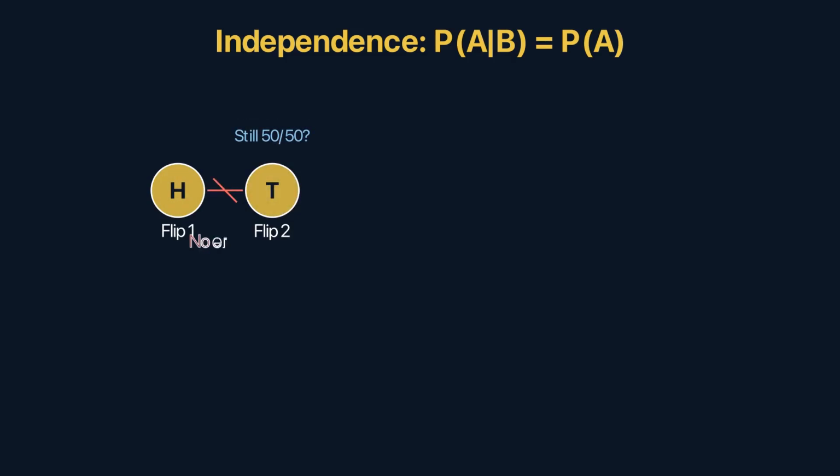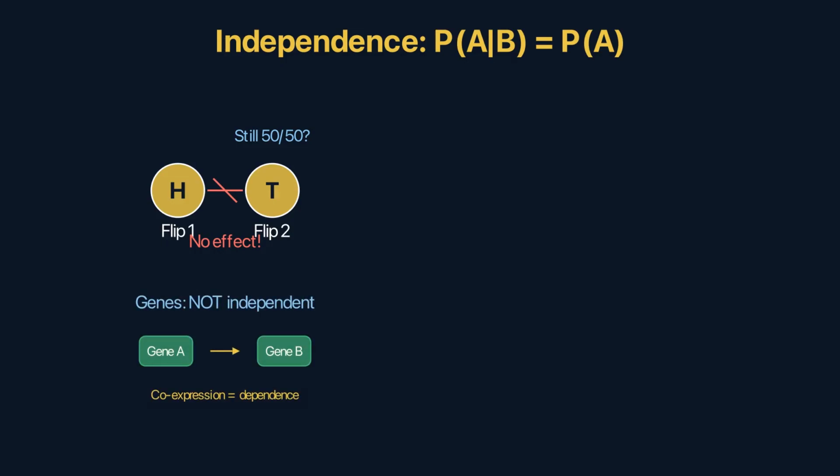Two events are independent if knowing one tells you nothing about the other. P of A given B equals P of A. Successive coin flips are independent. The coin has no memory, but gene expression levels are not independent. If gene A is a transcription factor for gene B, knowing it is high makes B likely high.